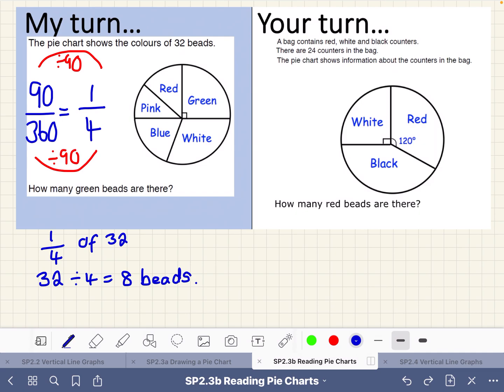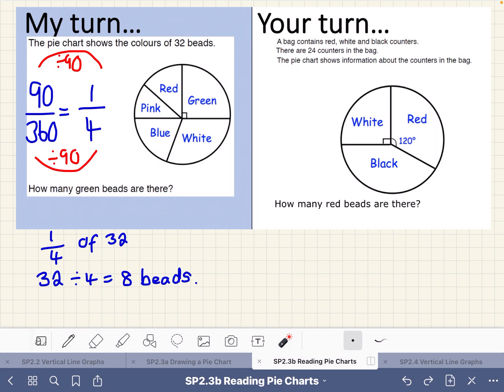So our first step is to identify the fraction out of 360 and simplify it to an easier fraction, so in this case a quarter. We then work out a quarter of the 32 by doing a division sum. Press pause while you try the your turn question.